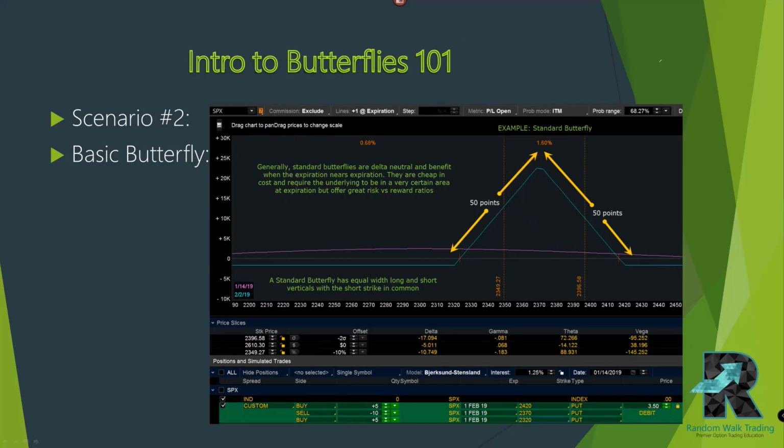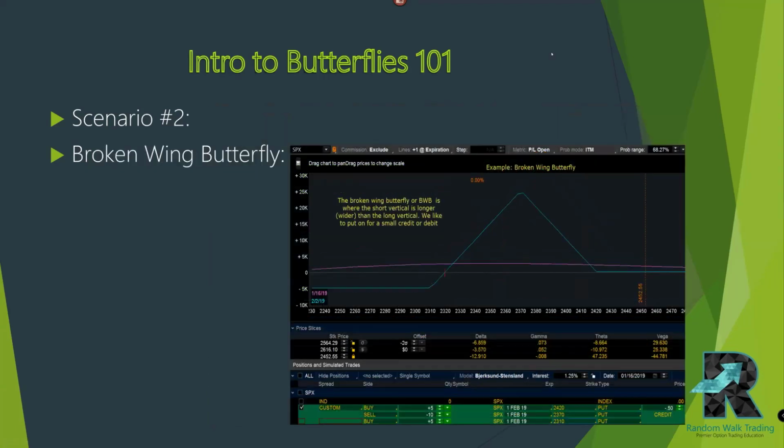Of the butterfly. So let's see if we go to there we go. And the next example here we got is the broken wing butterfly. And the broken wing butterfly is very similar to a symmetrical butterfly.